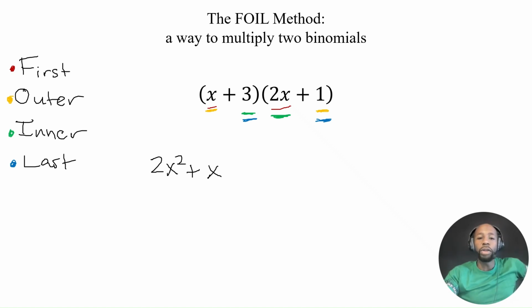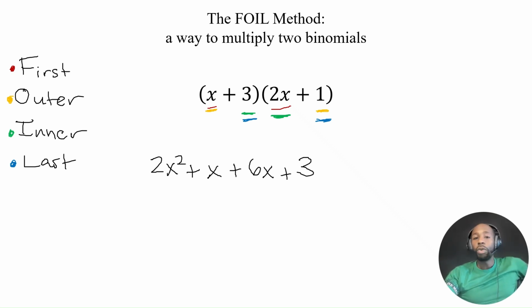What are the inner terms when you multiply them together? That's 3 times 2x, which is a positive 6x. And finally, what are the last terms when multiplied together? What is that? 3 times 1. The last terms in the binomials. That is just plus 3. Okay? So we've done the FOIL method.